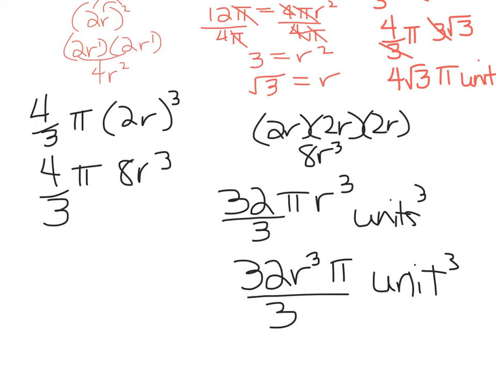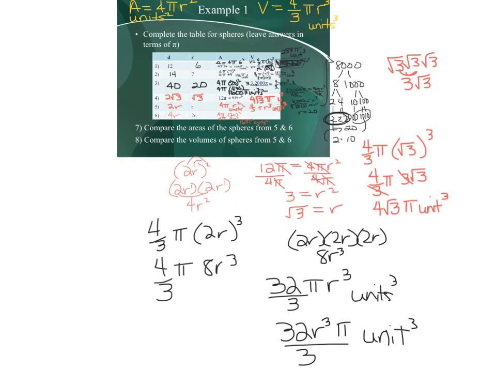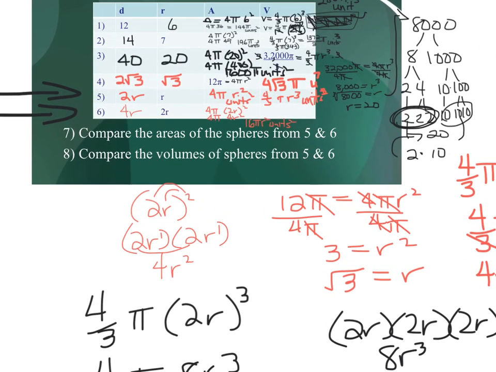All right. Next on part 7 here, it said compare the areas between 5 and 6. So 5 and 6, they're asking us to compare those areas that we got when we did 5 and 6. So for 5, let's see what we got here. So 5, we got pi r squared.